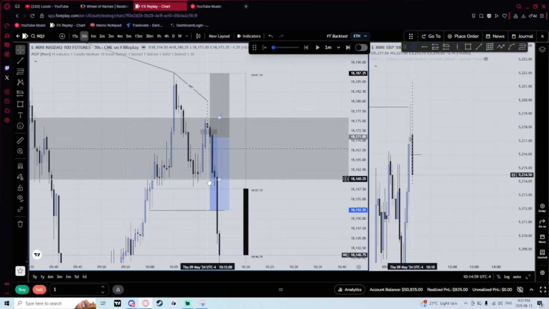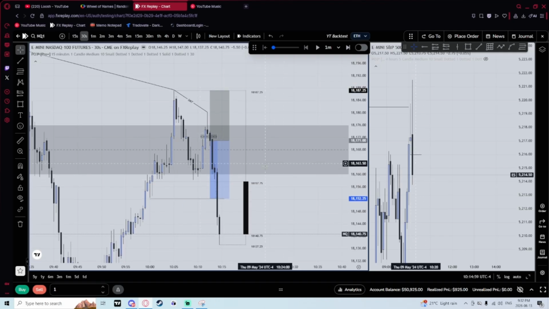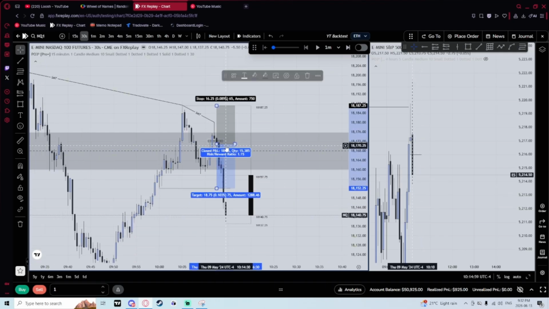So no need to go break even here. I would have gone break even here, but obviously it hit full TP instantly. So that is my trade of the day. Solid.